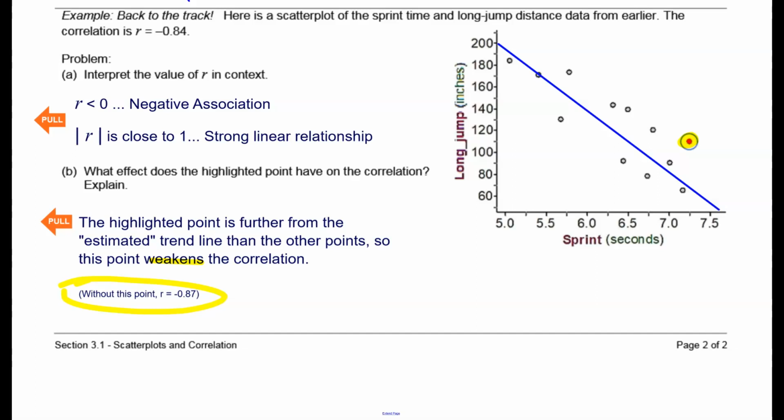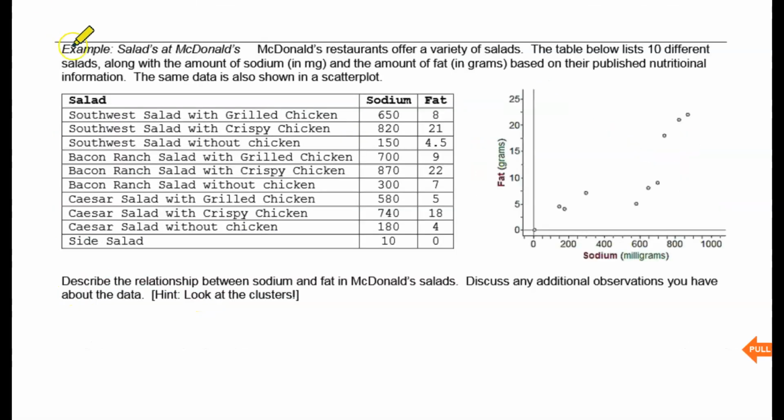All right, folks, let's continue on with the section 3.1 content. We're going to jump into page 3 now. And page 3 starts with an example, salads at McDonald's.